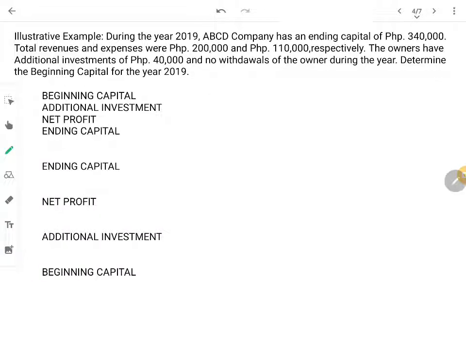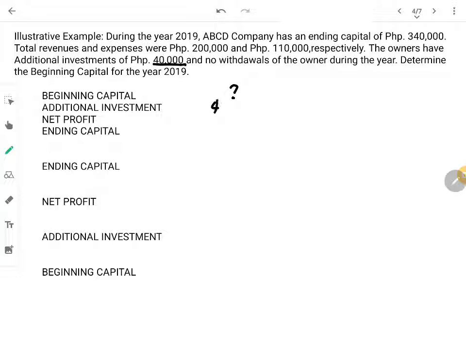So, in the illustrative example, during the year 2019, ABCD company has an ending capital of 340,000. Total revenues and expenses were 200,000 and 110,000 respectively. The owners have additional investment of 40,000 and no withdrawals of the owner during the year. Determine the beginning capital for the year 2019. So, question is, wala tayong beginning capital. Ilan yung additional investment natin? That is 40,000.